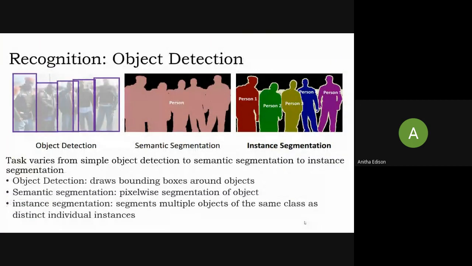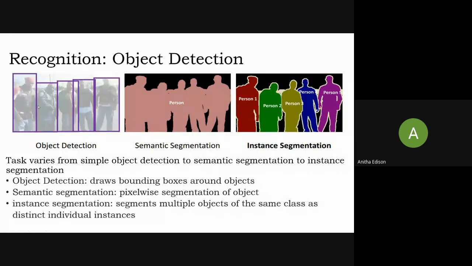Suppose in this particular picture, I want to identify the people in the image, and I train a detection algorithm. What object detection does is it spatially localizes that particular object class. So it'll draw a boundary around that particular object class of interest.